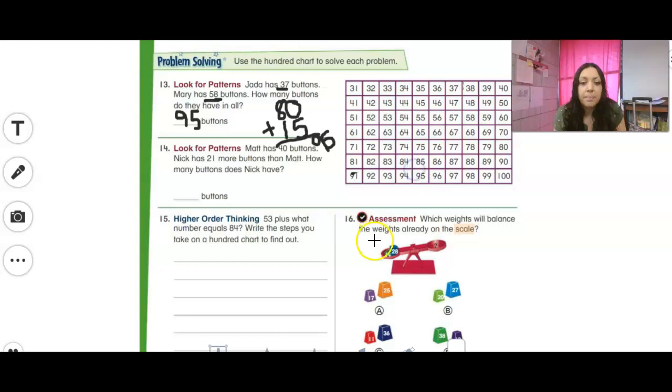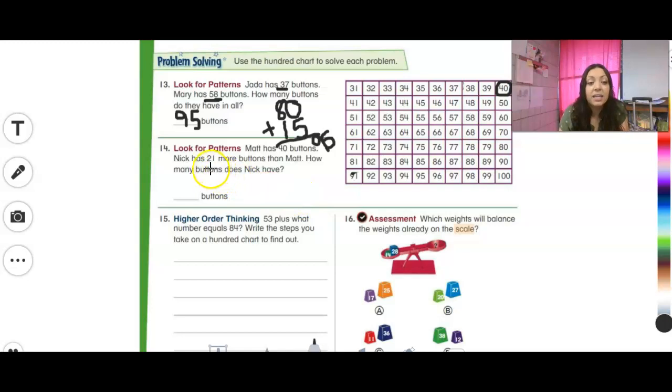It says Matt has 40 buttons. Okay, so I'm going to start at the number 40. Nick has 21 more buttons than Matt. How many buttons does Nick have? So Nick has more, so I'm going to be adding. He has 21 more. So how many tens is in 21? 2, very good. So I'm going to hop down.